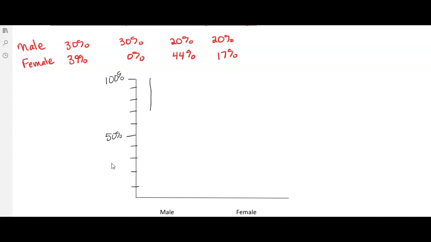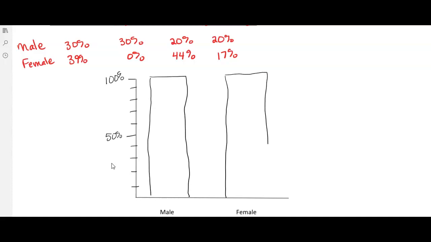Okay, so now what happens is males, we have to draw. Oh, this is going to be pretty on this computer. Hopefully you draw straighter lines than that. Okay, so they both have to add up to 100%. So you do this. Now what we have to do is we have to break them down on the chart.